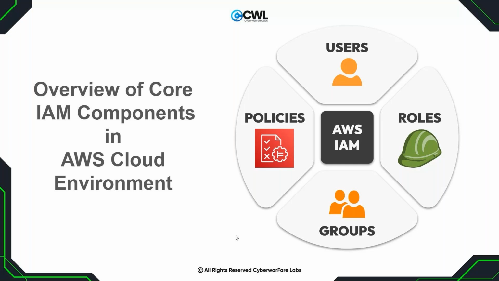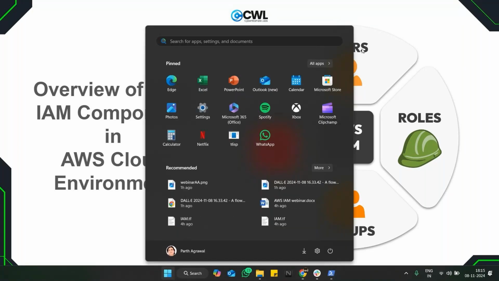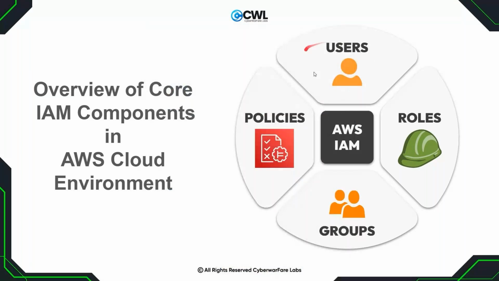So let's see the breakdown of these components. The first component that we have is our users. A user is an individual entity, such as an employee or a service, that needs access to our AWS resources. Users have specific permissions that define what resources they can access and what actions they can perform on those resources.